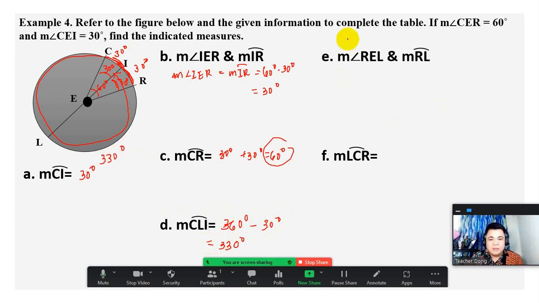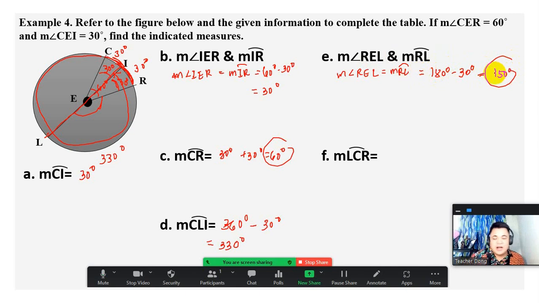Next, letter E. Measurement of angle REL is also equal to the measurement of arc RL. So where is REL? So REL is this. Just remember that half of the circle measures 180 degrees. So we can just subtract 180 degrees minus the portion which is not included in the angle, which is 30 degrees. So it's now 180 degrees minus 30 degrees. So the measurement of angle REL and arc RL is 150 degrees.